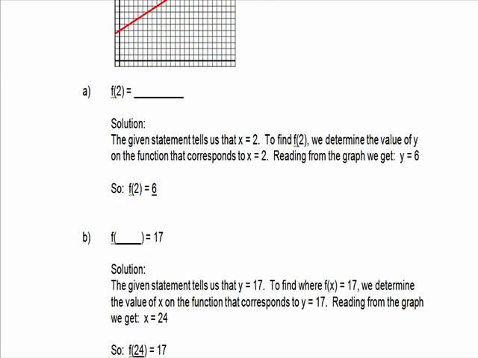Part B, suppose we wanted f(something) is 17. Well, again, remember this tells us the 17 is the y. So to figure out where f(x) is 17, what we did before was we determined the value of x that corresponds to y is 17. When we do that, we end up getting x is 24. And so f(24) is going to end up giving us 17.